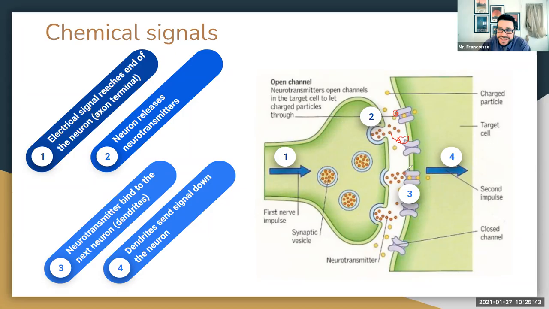When these gates open up, this causes calcium and other things to enter the cell. We saw yesterday the sodium and potassium, when they moved, we saw electricity generated along the surface of the cell. The same idea happens at the ends. The simple way to think about it: electrical signal gets to the end, it releases chemicals. Those chemicals bind, which causes electricity to go on the next cell. So it's electrical, chemical, electrical.